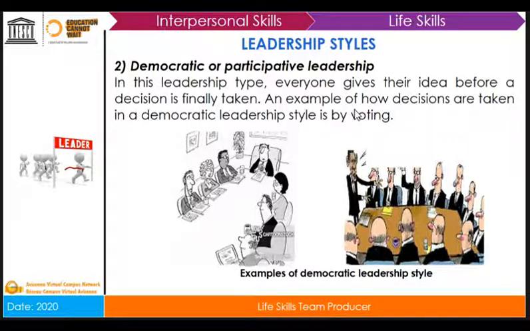Therefore, dear learner, in the democratic leadership style, everyone is free to give their idea. One way this is possible is by way of voting.